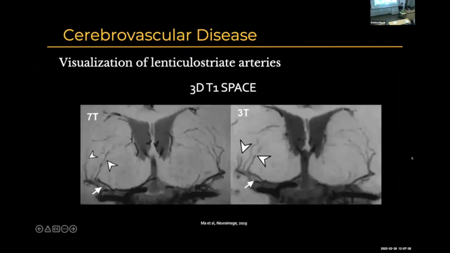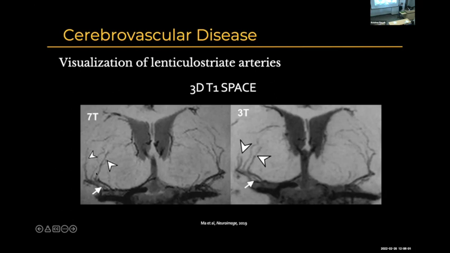Then I mentioned also the T1 SPACE that Dr. Wang's group developed, and you can see here it's very useful for the detection, especially of the lenticulostriate arteries, as you can see. More numerous branches become visible at 7 Tesla compared to 3 Tesla.